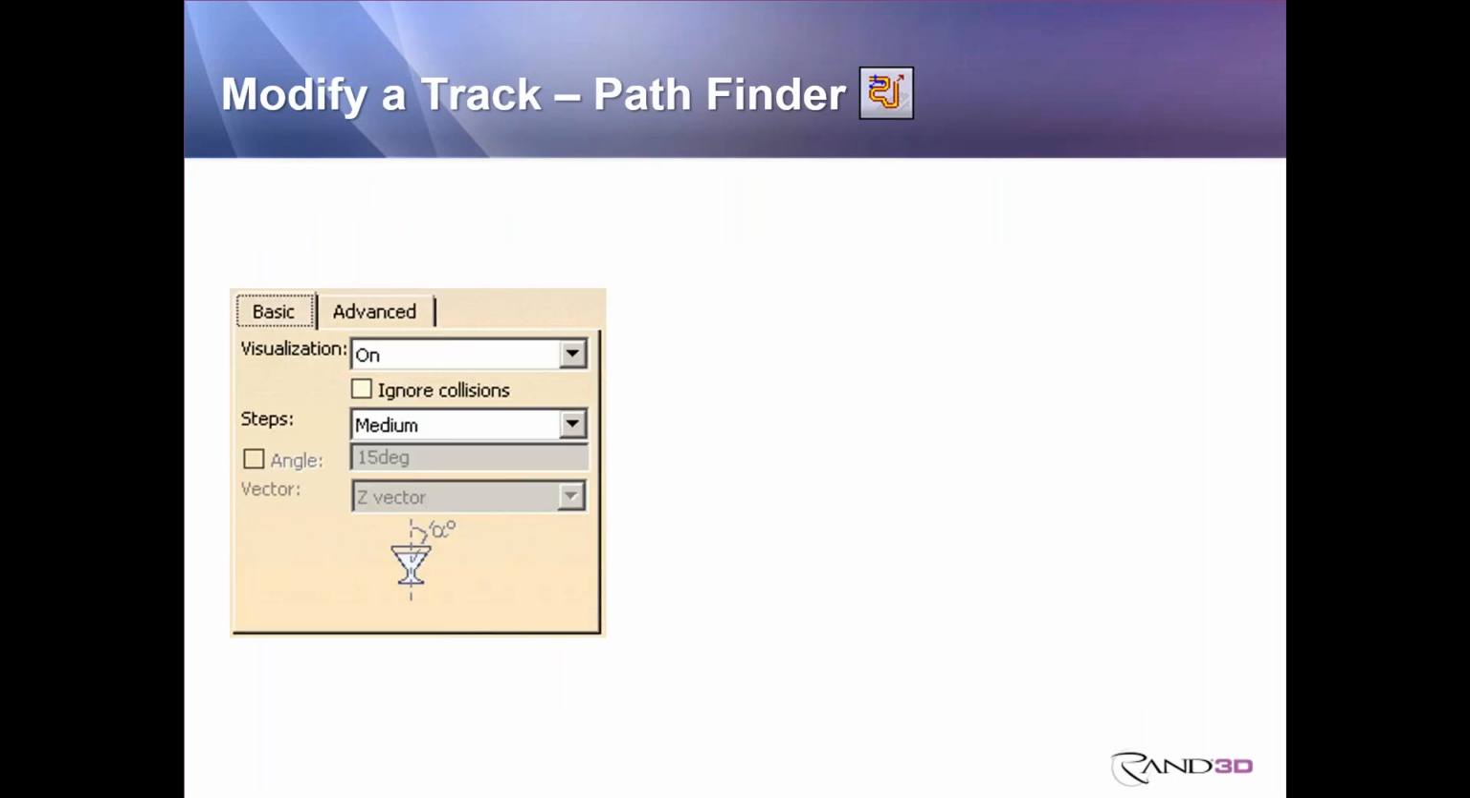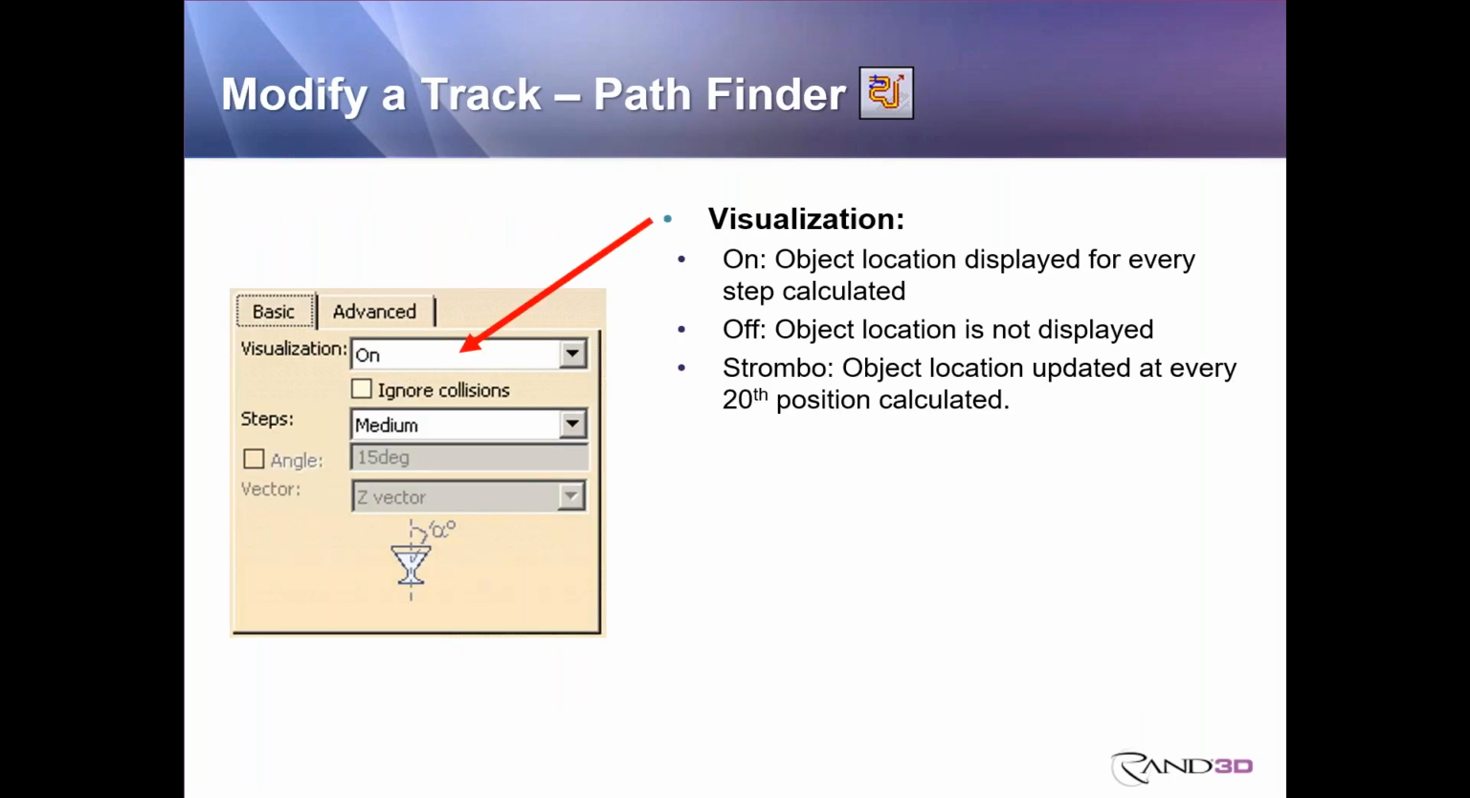All right, so starting off with the basic tab, we have the visualization option. CATIA is going to move the object, and every time it moves the object according to the step size, it creates a little data point, like a physical location where it moved it to. And it creates that data point as a little red X on the screen. So if you want CATIA to show all those little red X's, you want the visualization to be on. If you don't want CATIA to show those, turn it off. Or if you want CATIA to show only every 20th calculated position, you would choose that Strobe option.